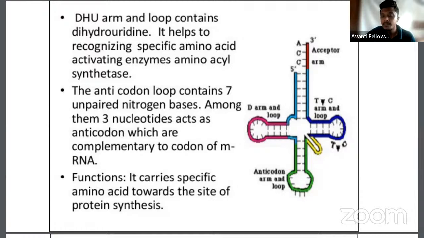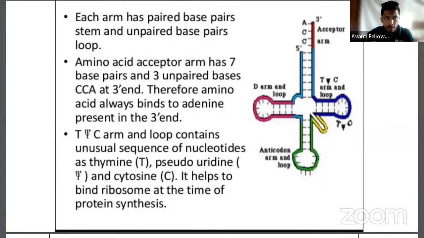What is the role of the D-arm? The DHU or D-arm basically helps in recognition of our amino acid. What is the role of the T-C arm? The role is to recognize the ribosome. What is the constituent of the D-arm? It has dihydrouridine. What is the constituent of our T-C arm? The T-C arm contains 3 important nucleotides. Thymine and cytosine are common, but it additionally has a pseudouridine.